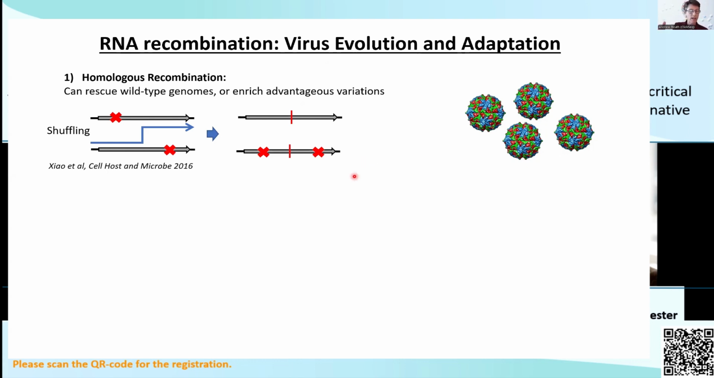Any genome that comes out of a cell, between 1 to 25%, depending on the virus you're studying and the host system, could be a product of recombination. So it's a very common, very frequent process.